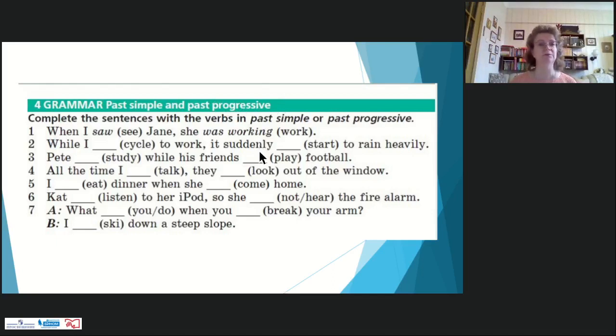И вот сейчас мы с вами будем тренироваться. А умеем ли мы различать быстрые действия и процесс? И все это в прошлом. Потому что все это произошло вчера, позавчера, может быть, 2 дня назад. Для того, чтобы хорошо справиться с этим упражнением, во-первых, у нас есть подсказочка. When I saw Jane, she was working. Когда я увидела Джейн, она работала. Я увидела. Быстро. А Джейн работала и была очень занята этим процессом.